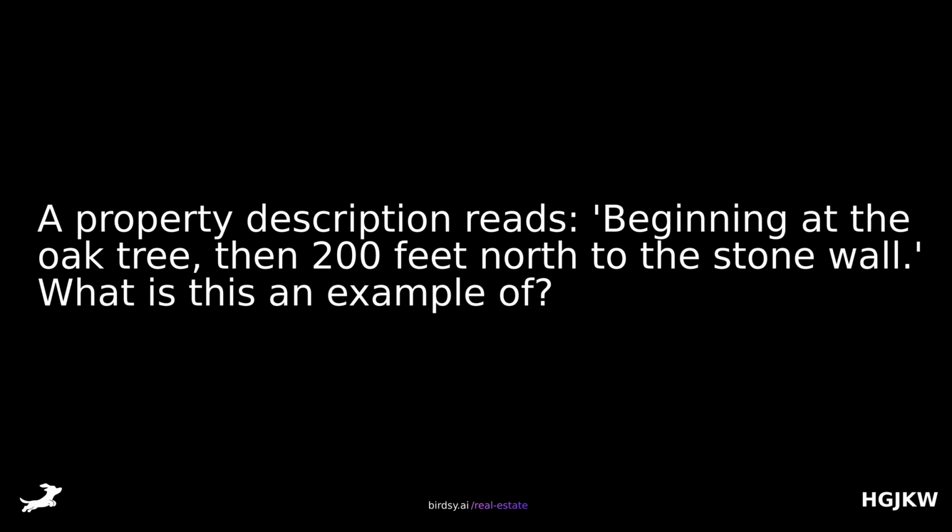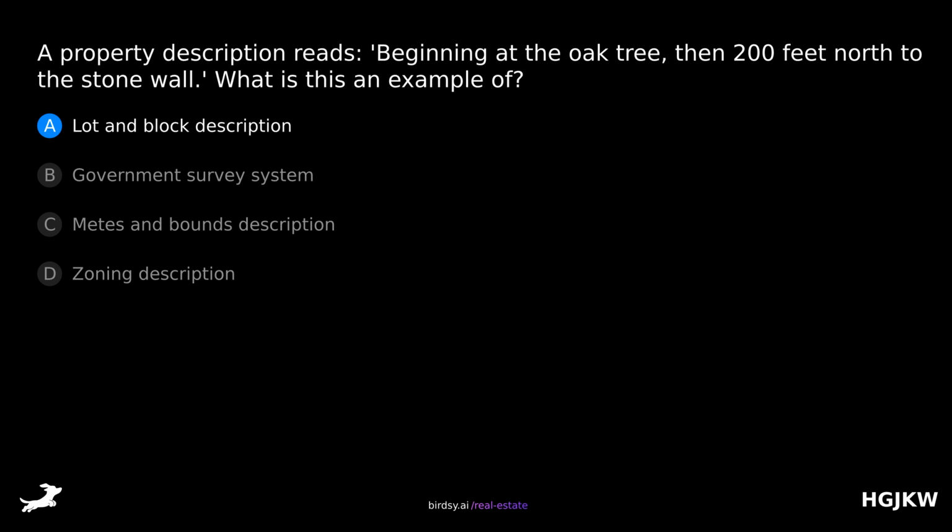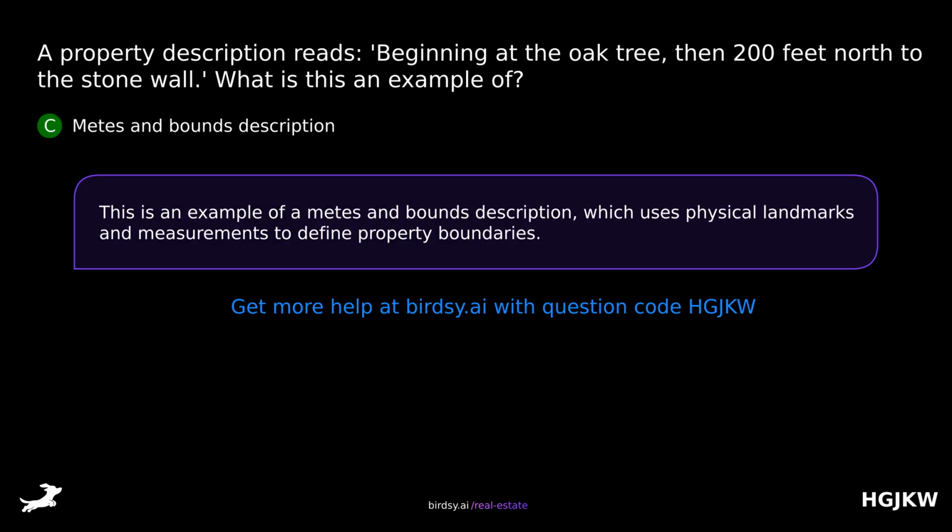A property description reads, beginning at the oak tree, then 200 feet north to the stone wall. What is this an example of? Is it A, lot and block description? B, government survey system? C, metes and bounds description? Or D, zoning description? The answer is C, metes and bounds description. This is an example of a metes and bounds description, which uses physical landmarks and measurements to define property boundaries.